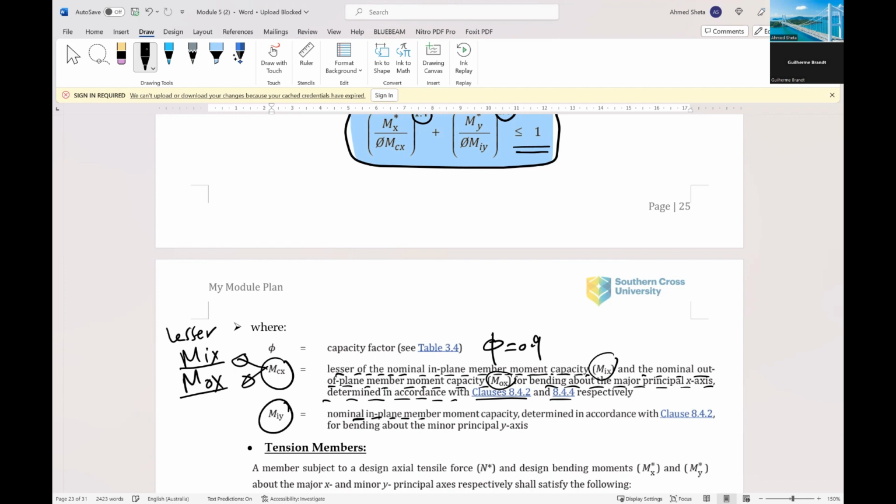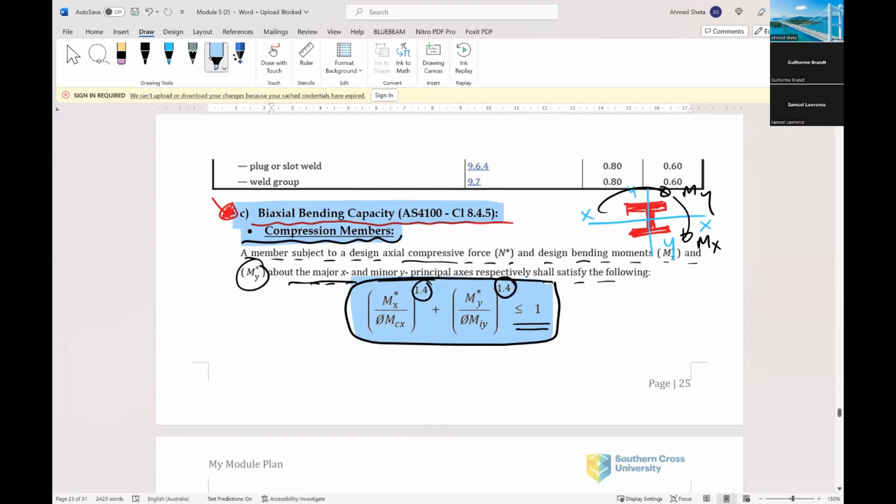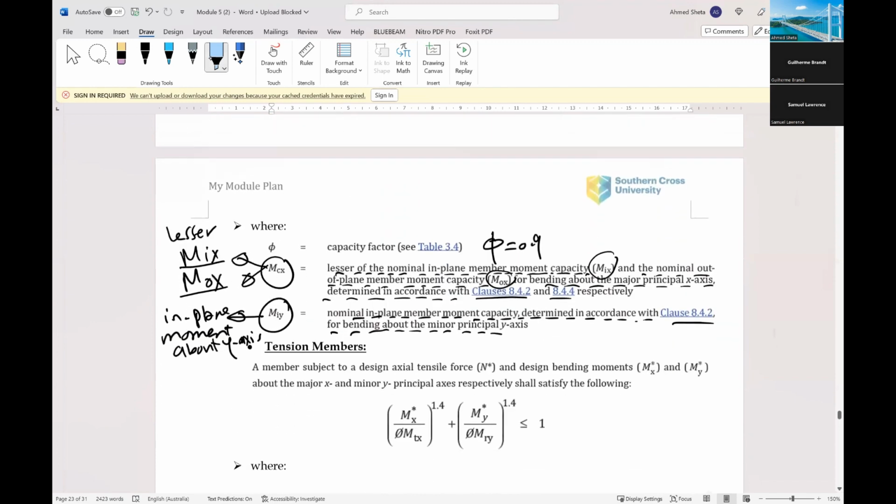Miy is the nominal in plane moment capacity determined according to clause 8.4 for bending about the minor axis. So Miy is the in plane moment about the y axis. Okay, so this was for the compression member.